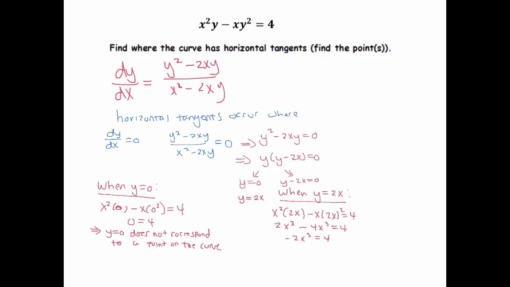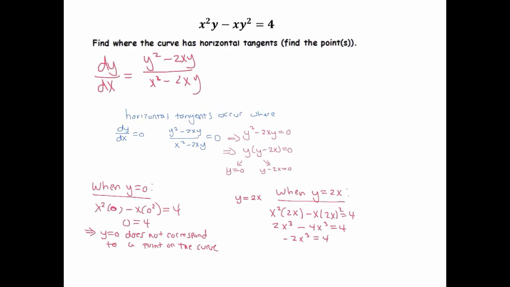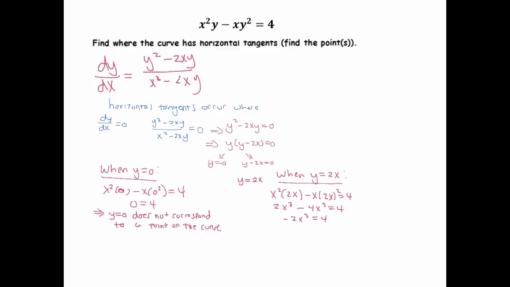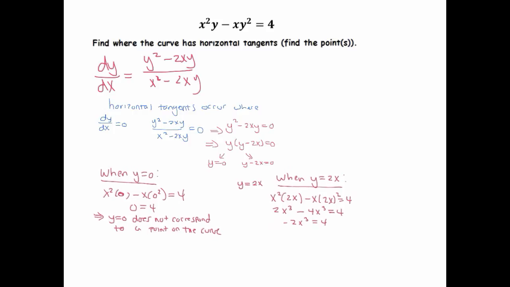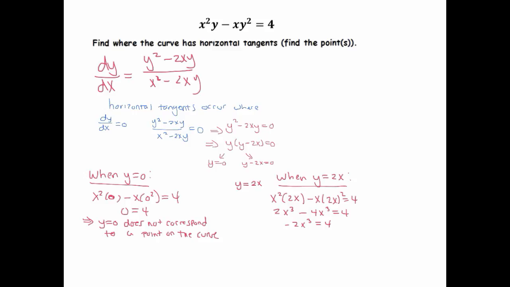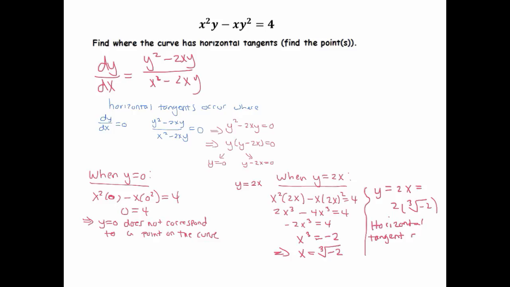which means that x cubed, if we divide by negative 2, is equal to negative 2. And that means that x is equal to the cube root of negative 2. And since y is just 2x, that means y equals 2 times the cube root of negative 2. So we've got a horizontal tangent at the point x equals cube root of negative 2 and y equals 2 cube roots of negative 2.